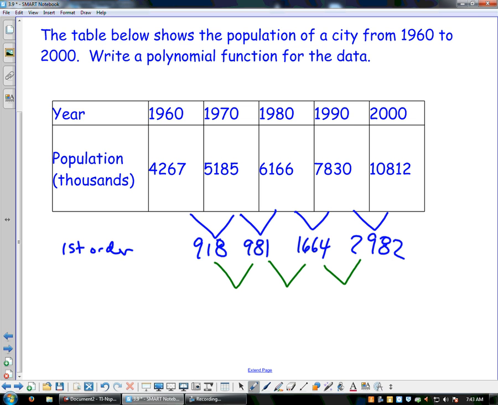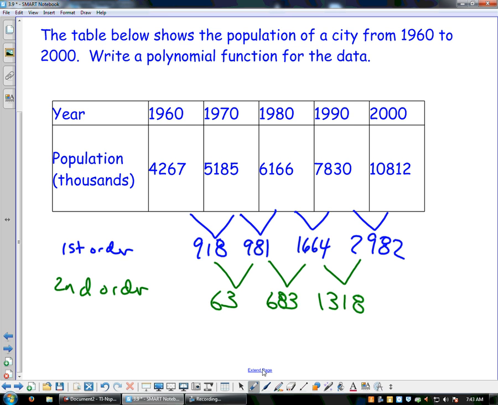With the second order differences, if I take 2,982 minus 1,664, I'm getting 1,318. And with the next one, 1,664 minus 981, getting 683. That doesn't seem very close. And if I take 981 minus 918, I'm getting 63. That's not so close. So I don't think this data can be modeled by a quadratic function.